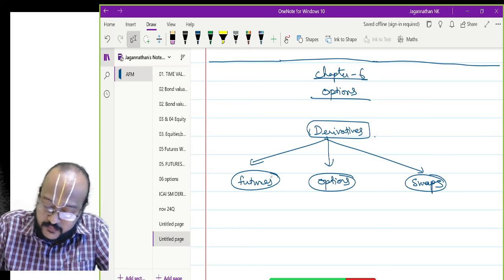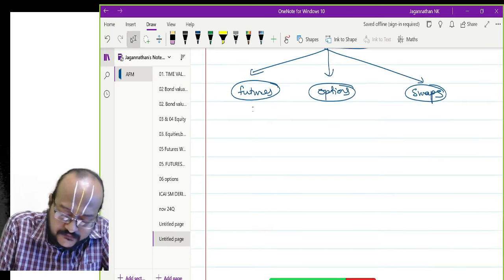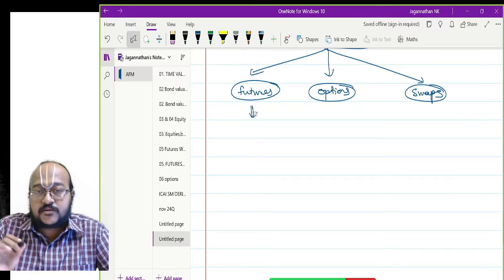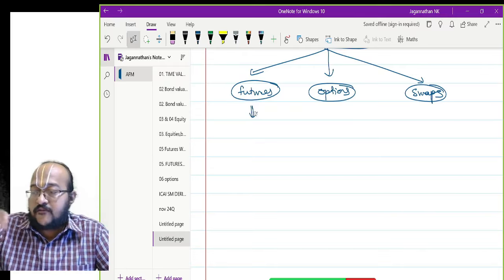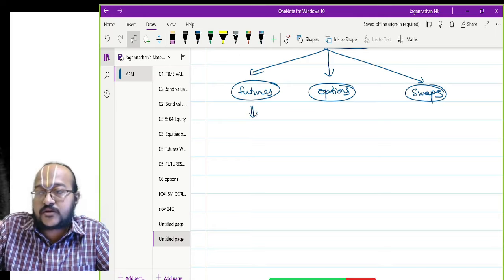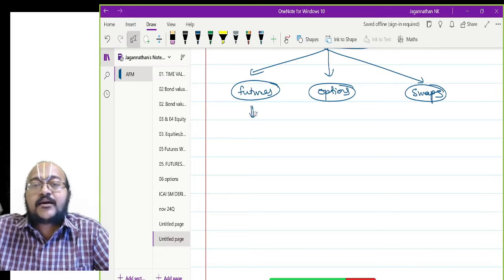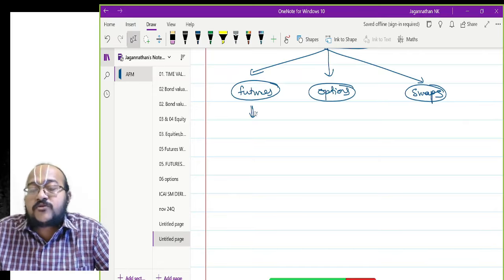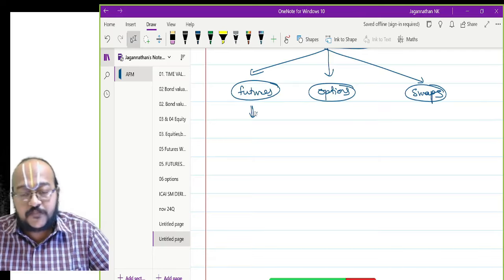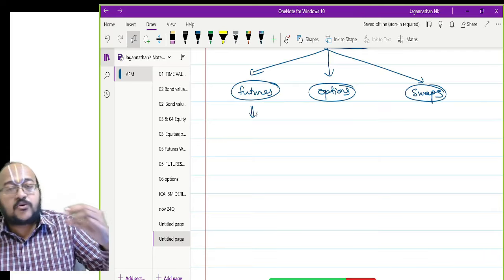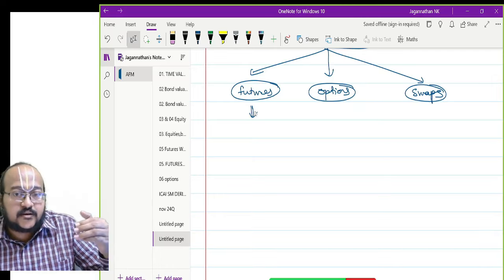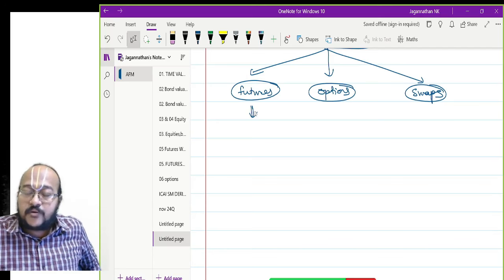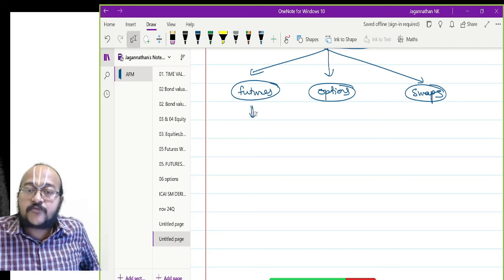What are derivatives? I told you, derivative instruments are those instruments which derive their value from the underlying asset. Based on the underlying asset, the derivative instrument will also keep on changing. The underlying asset may be different. For example, sometimes the underlying asset may be equity shares.